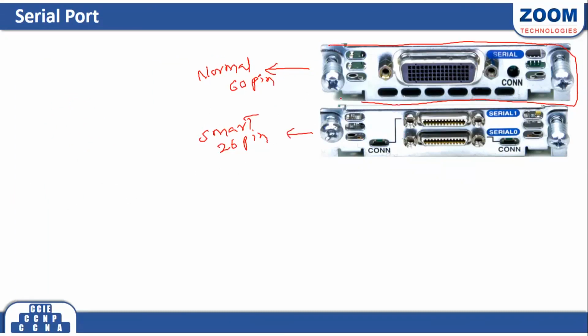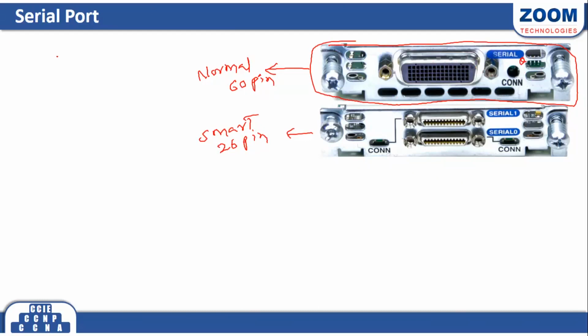In one slot, how many ports are there in normal serial? 60. No, I'm not asking about pins, I'm asking about the port. One port only, sir. Complete in one slot, one port, right? Yes, sir. Starting with serial 0.